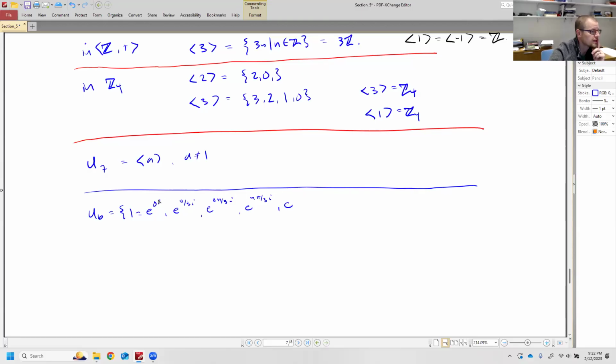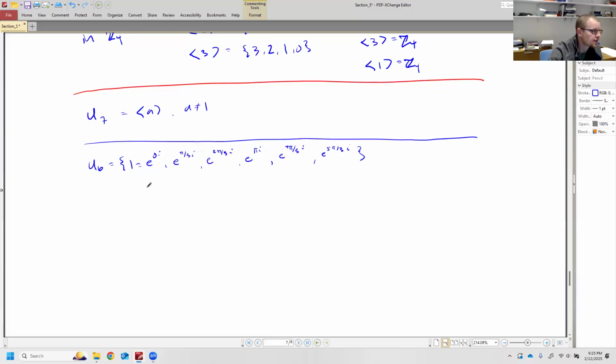Let's see here. 1, 2. Oh, I skipped one. I'm sorry. I'd like these to be in order. 3 pi over 3 is just pi i. e to the 4 pi over 3 i. e to the 5 pi over 3 i. And then, of course, e to the 6 pi over 3 is just 2 pi i, which is 0 i. So that's our 1, 2, 3, 4, 5, 6 sixth roots of unity.